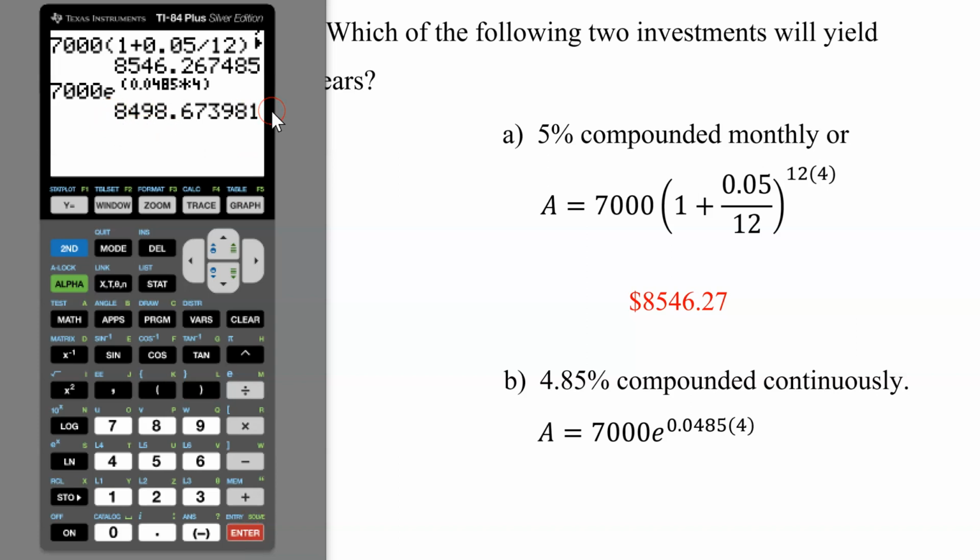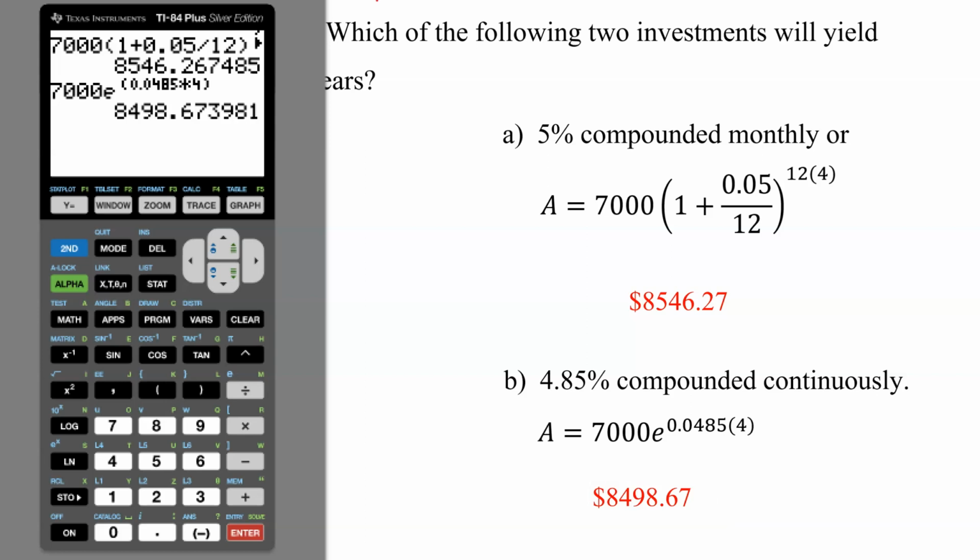This is the amount of money in the other account if it was compounded continuously. Round to the nearest cent, which is this position, the 3 is not going to change that. So the amount in that account is going to be $8,498.67.